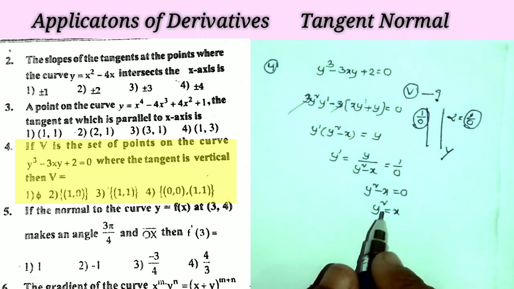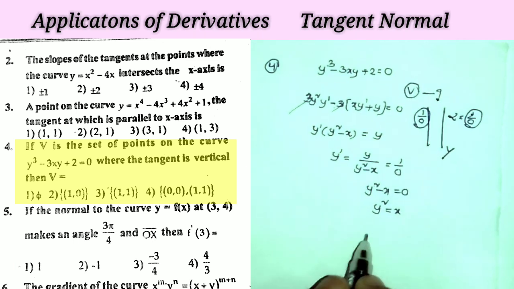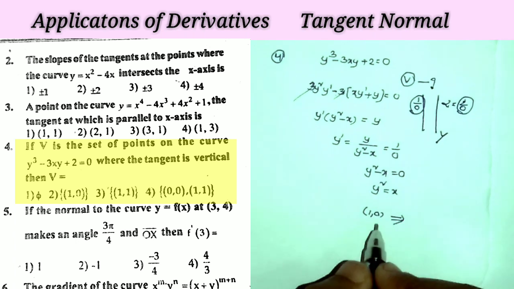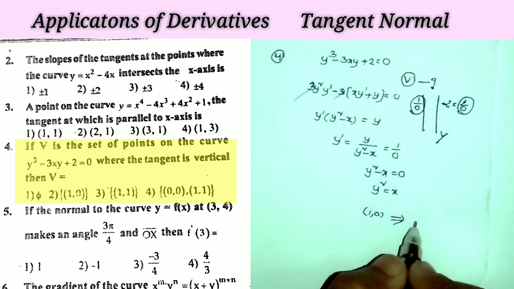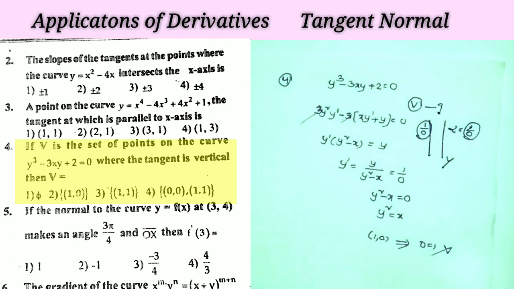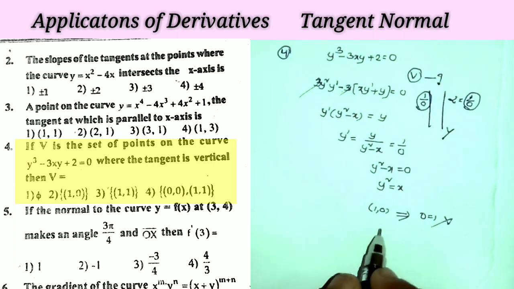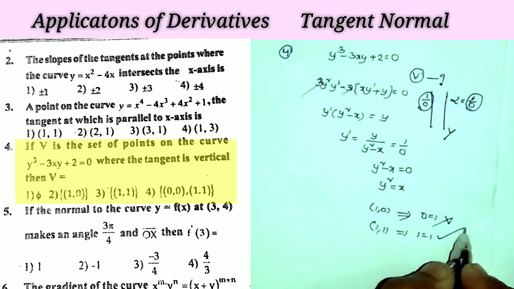Okay. So taking the verification, second option. What is the second option? 1, 0. Replacing 1, 0 here, then what do we get? 0 is equal to 1, which is not equal. So this is not the required point. Next point 1, 1. Yes, it satisfies the given curve. 1 equals 1. So this is the answer.